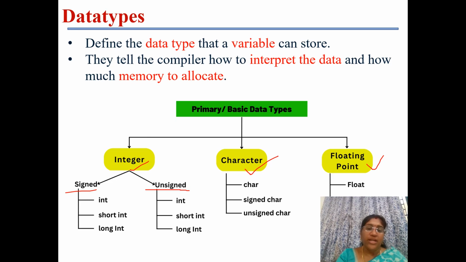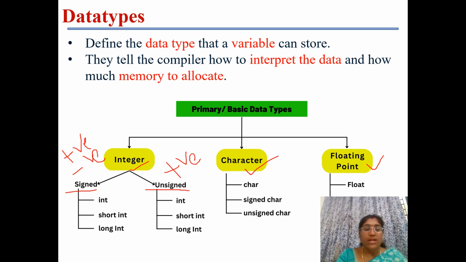Integer data type can store whole numbers: positive, negative, and zero. Signed integer can store both positive and negative values. Unsigned integer stores only positive values.